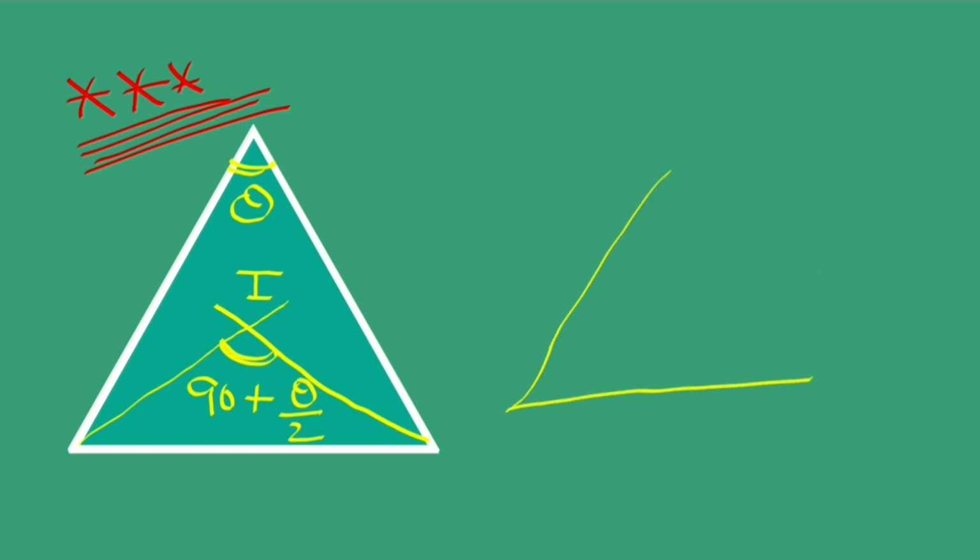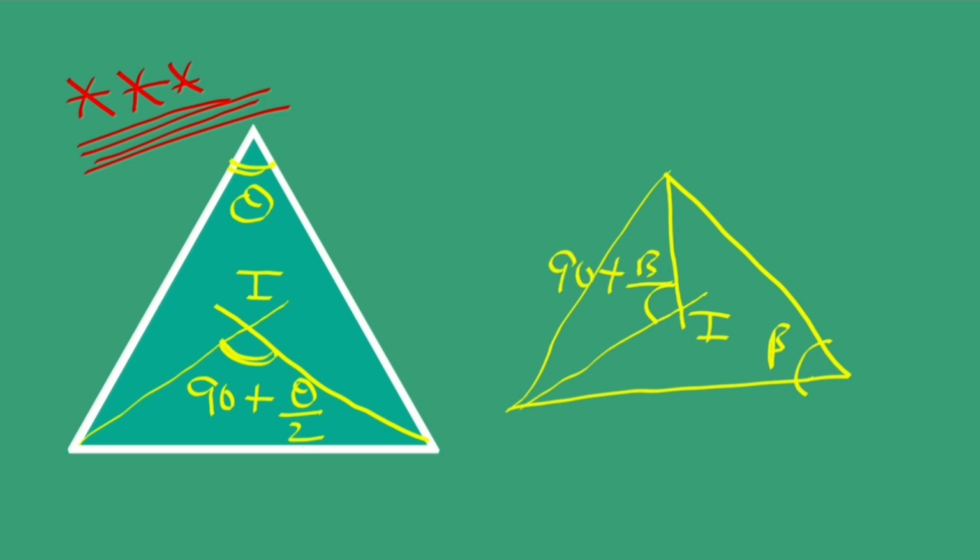Now here is a triangle. Suppose this is one angle bisector and this is the second angle bisector. They both meet at one point, that is the incenter. Suppose this is beta, then this angle is equal to 90 plus beta by 2. Clear with this?